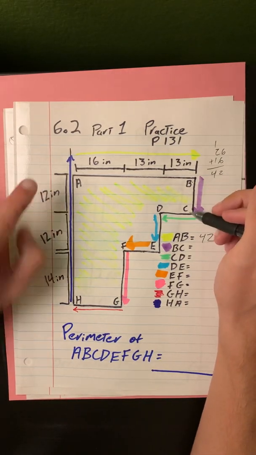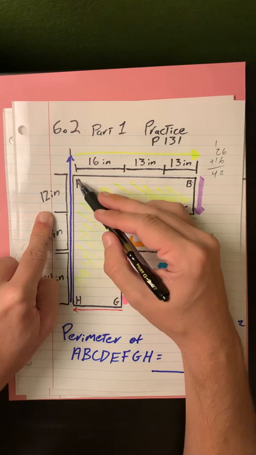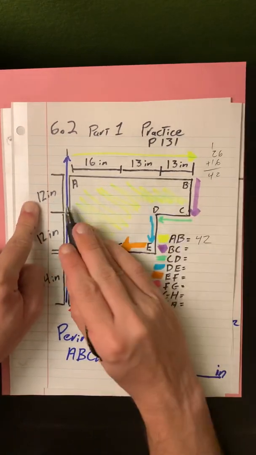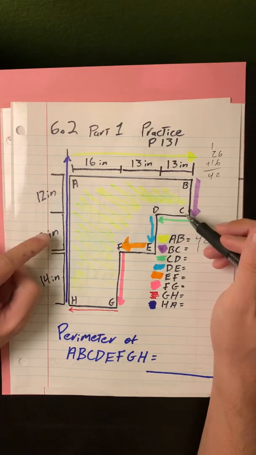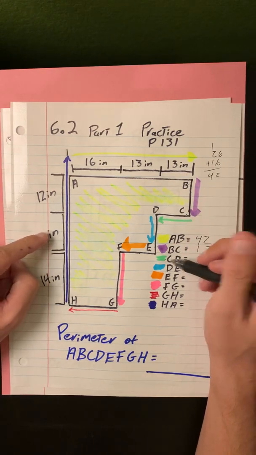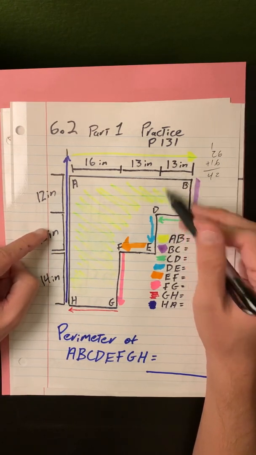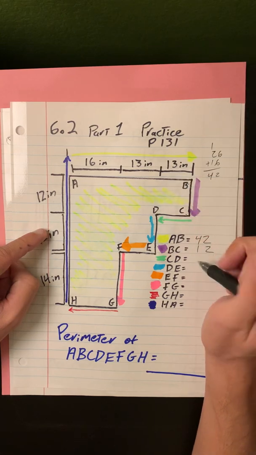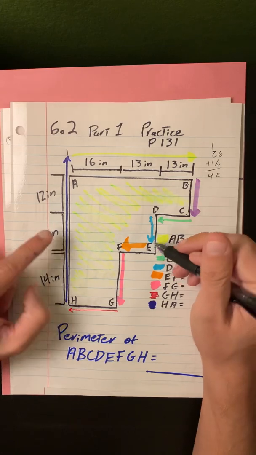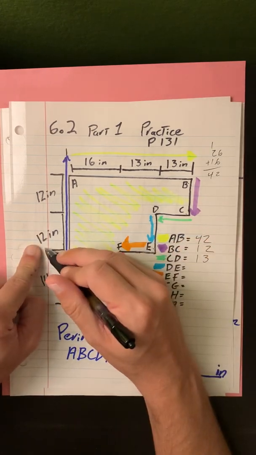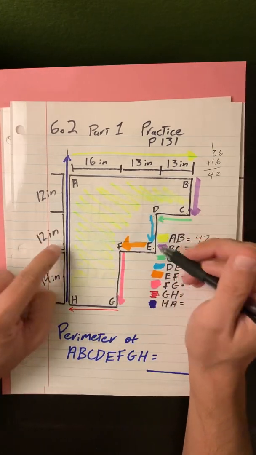B to C runs parallel over here in A to H with this bracket, so it's 12 inches. C to D, this green line here, that runs parallel to the top, so that's 13 inches. D to E, parallel to this side bracket, so that's 12 inches there.